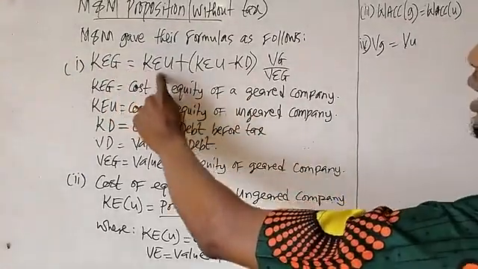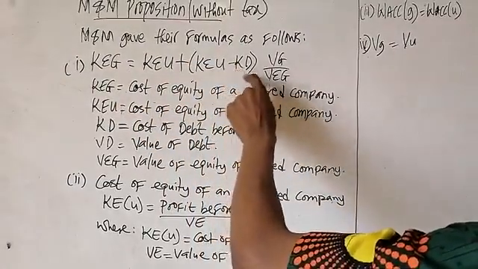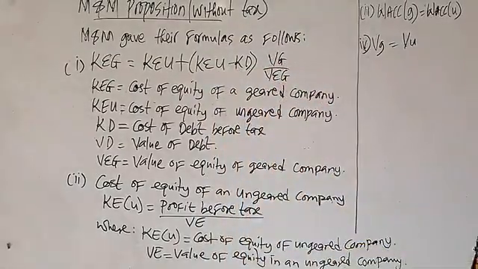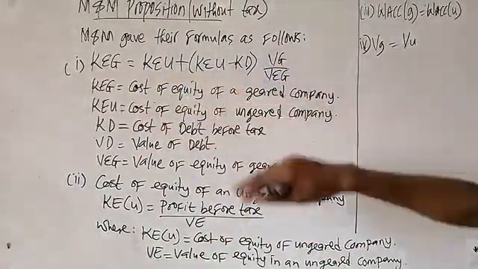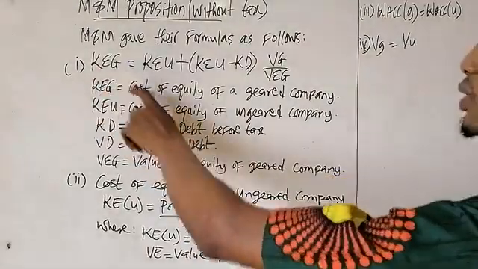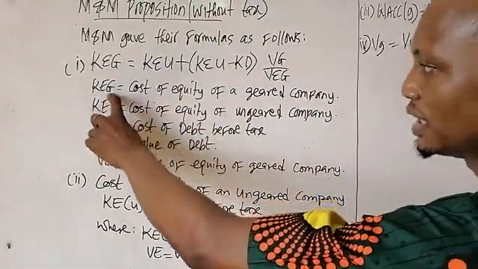KEG is equal to KEU plus, open bracket, KEU minus KD, close bracket, BG all over BEG. And what does all this stand for? It's very simple, just look at it. KEG means the cost of equity of a Z company.